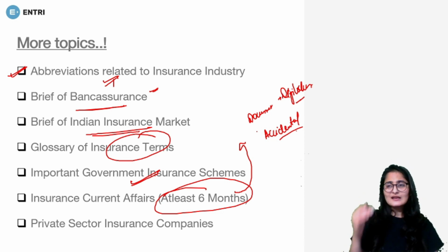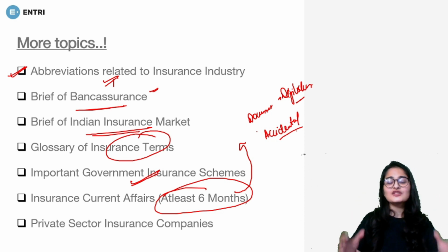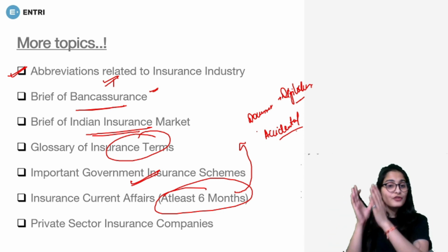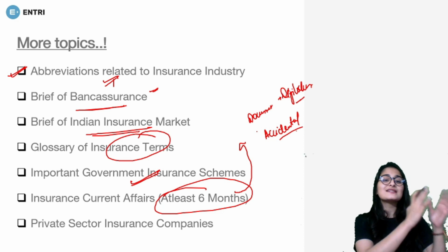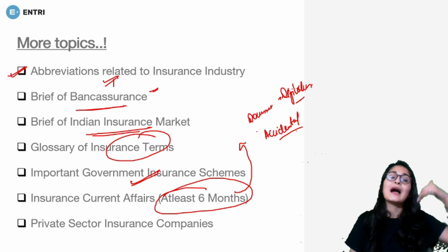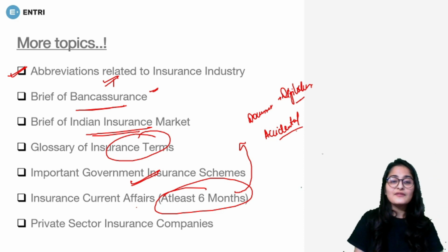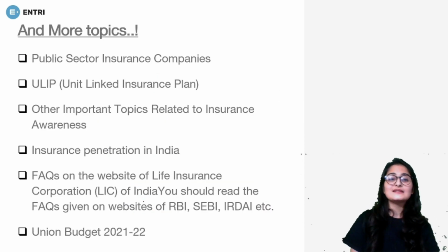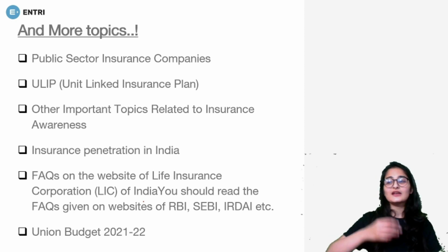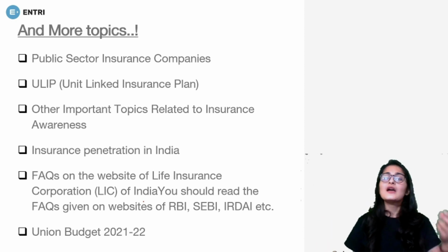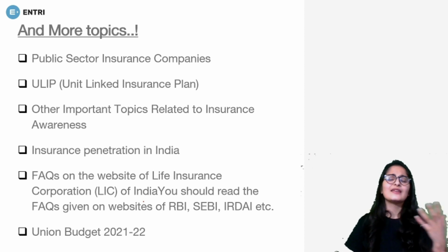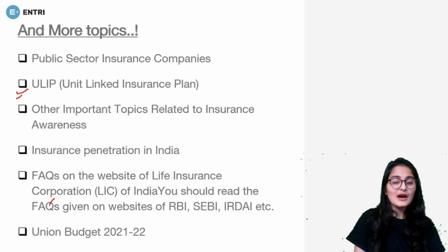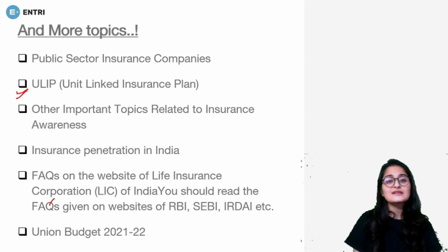So basically, from the last 6 months and maximum of 8 months, you have to study what developments have taken place, and from those developments you have to take out the static information also, or study the background of that also. Then the private insurance companies in India, the public insurance companies in India, which all are public and which are private, and a bit about them, that is their heads and headquarters. Then the unit linked insurance plan or ULIP, and other important topics related to insurance.